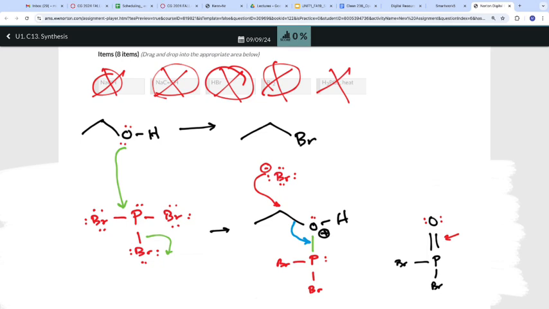I'm going to ask the question again. You're not being specific enough. What orbitals are you using? Above, below? What p orbital on oxygen are you using?